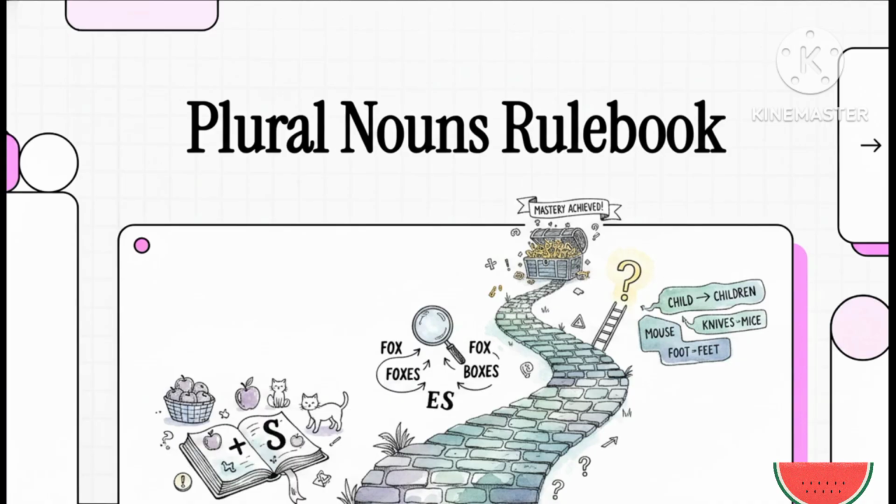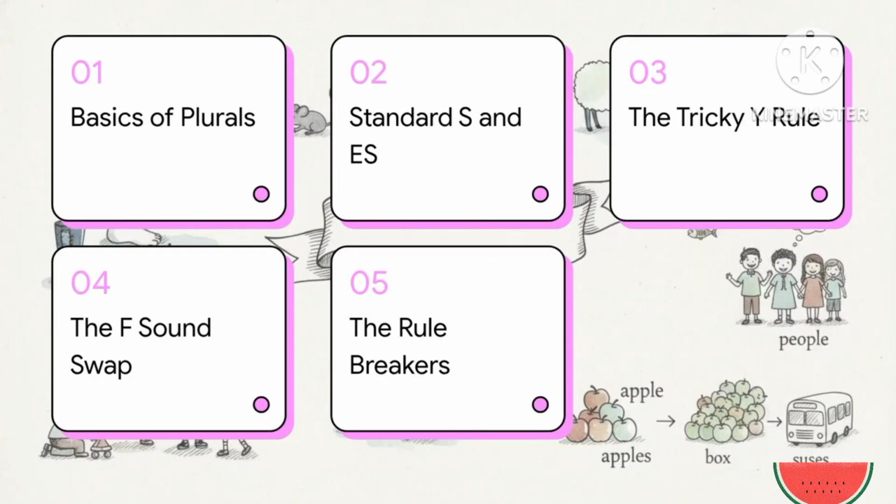If you've ever found yourself second-guessing how to multiply a word, or you just kind of wondered why our grammar works the way it does, well, you are in the right place. Let's dive into this. Here is our roadmap for today. We'll be covering the basics of plurals, the standard S and ES, the tricky Y rule, the F sound swap, and finally, the rule breakers.